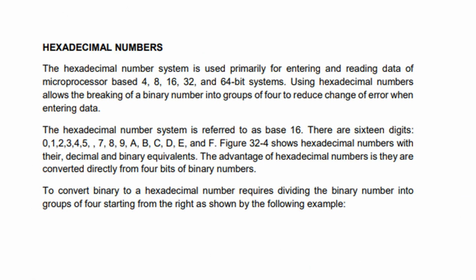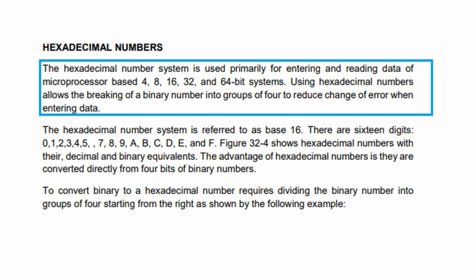So this time it's the hexadecimal number. It is used primarily for entering and reading data of microprocessor-based 8, 16, 32, and 64-bit systems. Using hexadecimal numbers allows breaking of a binary number into groups of 4 to reduce the chance of error. So there are 16 digits, because it's hexa. So here, 5, then 7, 8, 9, then A, B, C, D, and F.